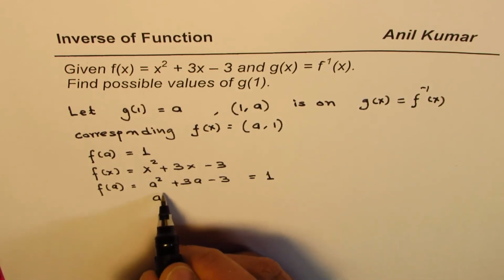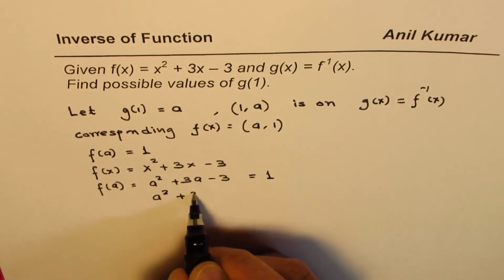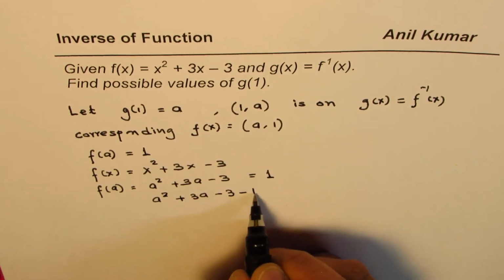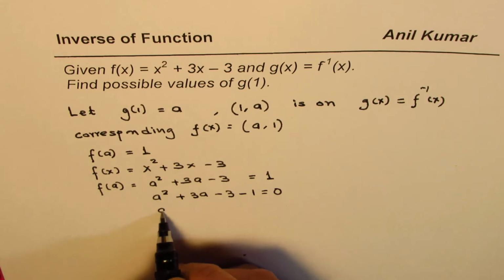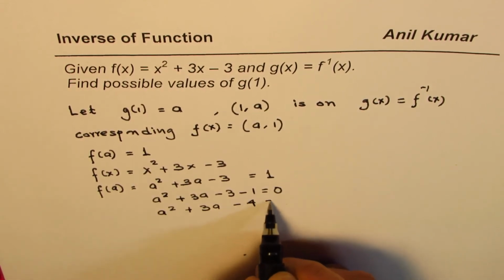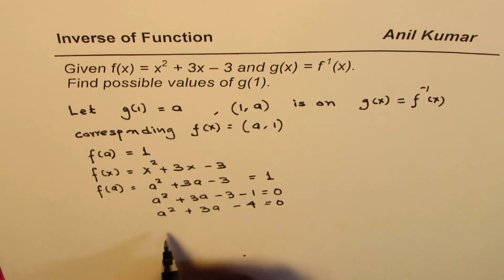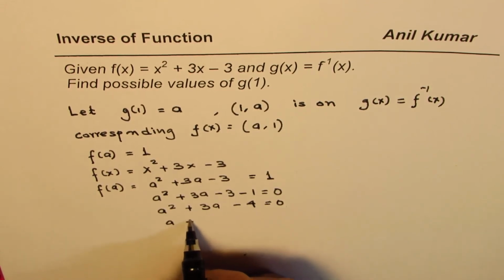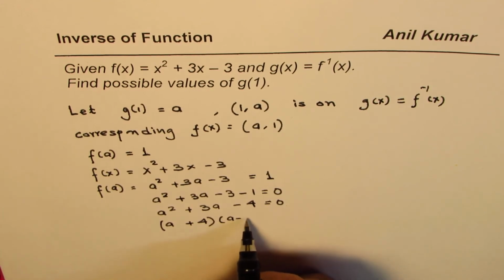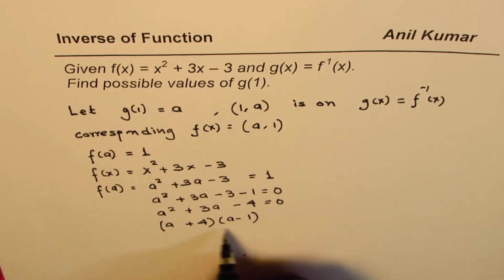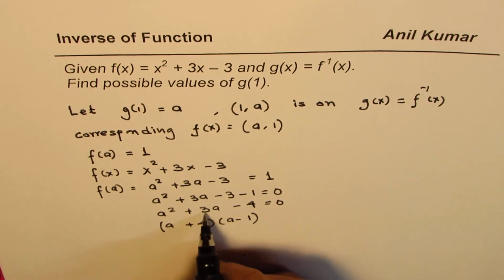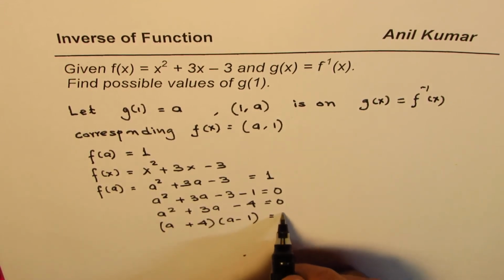So what we get here is a² + 3a - 3, bringing the 1 to the left side, we get - 1 = 0, or a² + 3a - 4 = 0. It can be factored as (a + 4)(a - 1) = 0. 4 times -1 is -4, and when you add them, you get 3.